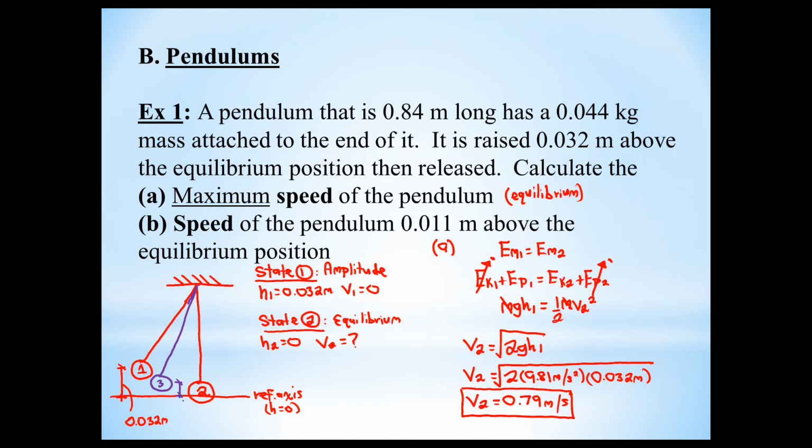Let's identify the dimension. So state 3, sorry that the string of the pendulum is so crooked. So that would be a height of 0.011 meters. And we can just identify the state here. So we can say state 3.